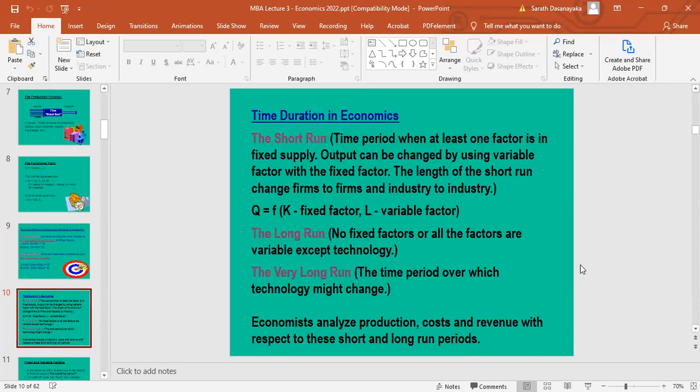And thereafter we can talk about the time duration in economics. Normally economics analyzes the short run, the long run, and the very long run. The short run means a time period when at least one factor is in fixed supply. You can't change everything together.